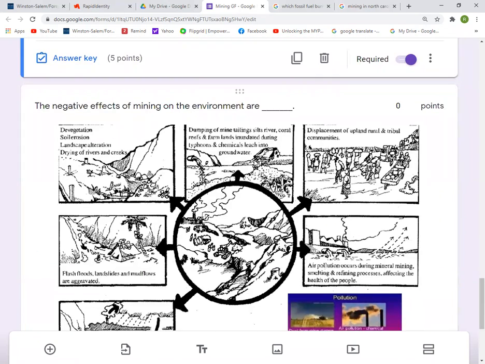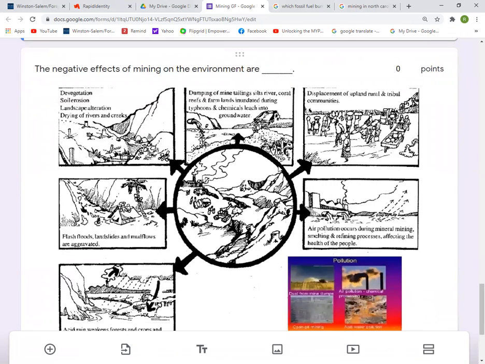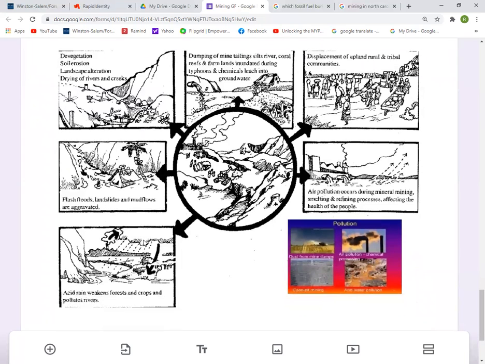Now, what are the negative effects of mining? So we have deforestation. Of course, they have to clear the land before they can get the minerals underneath the ground. We have the floods, landslides, and mud flows. When the soil is disturbed, it becomes loose. So once it rains, the loosened soil can easily get eroded. And this results in floods, landslides, and mud flows.